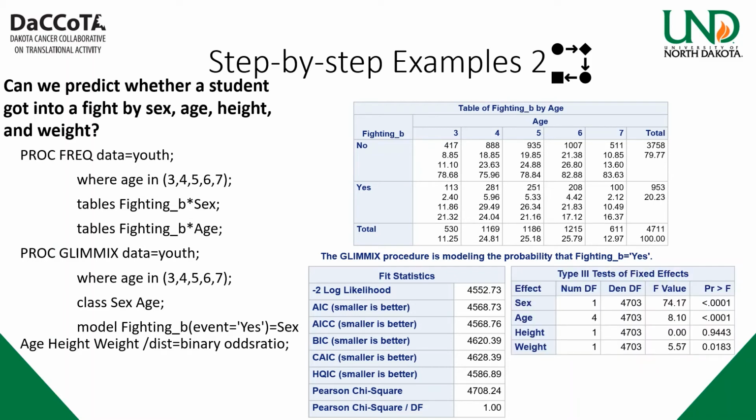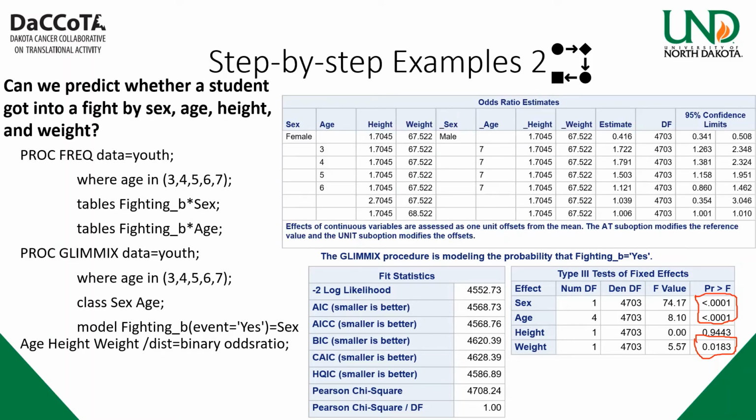So here's the test of fixed effects. We see that sex, age, and weight are all significant, while height is not. And so rather than plotting these out, we typically would use something called an odds ratio table, and we'll walk through how this looks. So for this first one, we're looking at female versus male, holding everything else constant, and we get what we have here as the estimate, which is our odds.